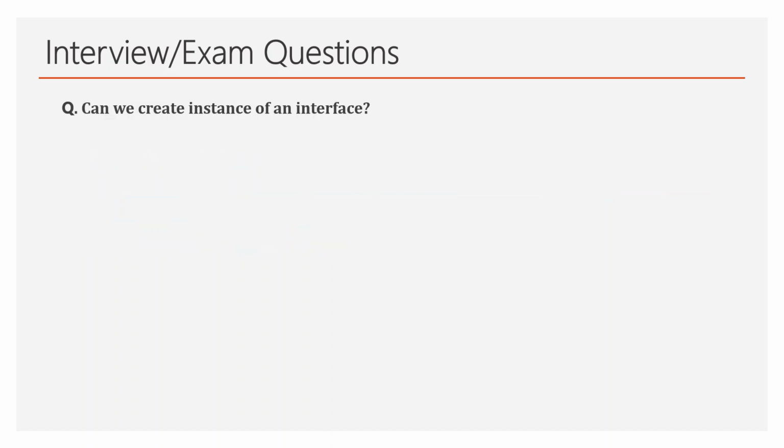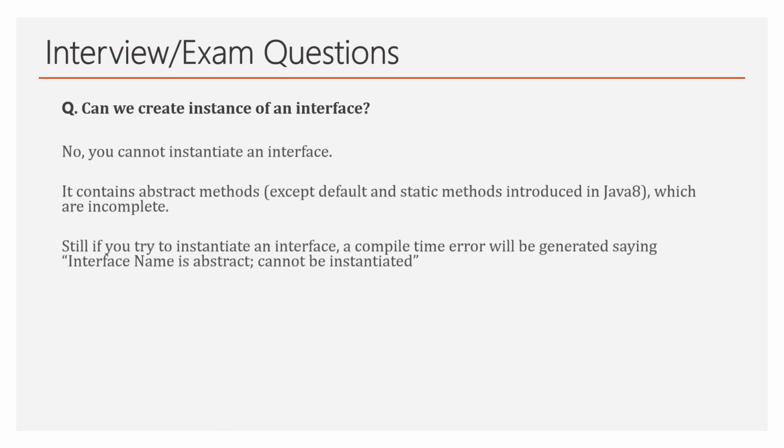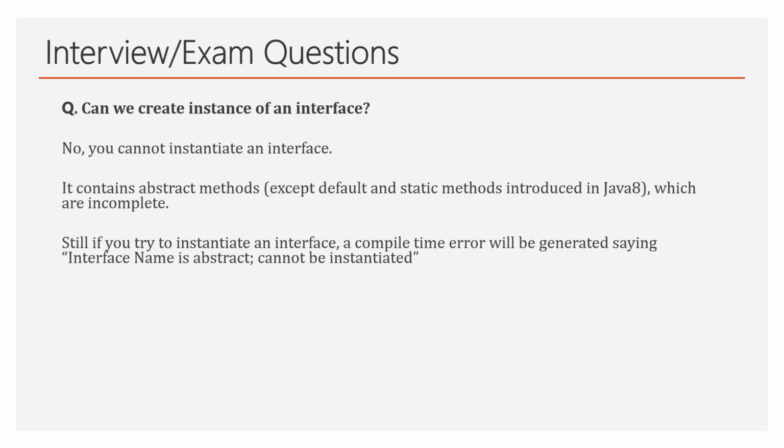So using this, multiple inheritance can be achieved in Java, and it is also used to achieve loose coupling as well. Can we create an instance of an interface? The answer is no, we cannot instantiate an interface. It contains abstract methods except default or static methods, because those were introduced in Java 8. Because it has abstract methods, which are incomplete, it cannot be instantiated. Even if you try to do that, you will get a compilation error at the same point.